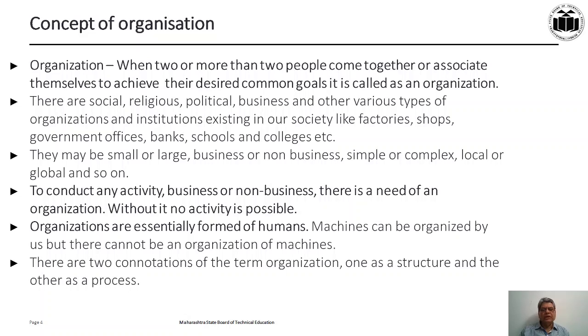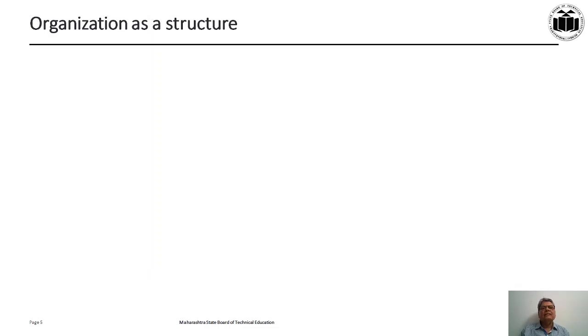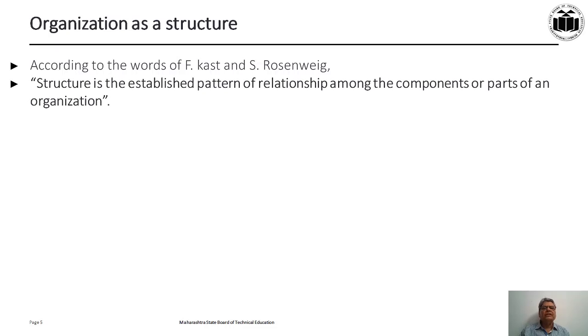Now, there are two connotations or meanings of the term organization: one as a structure and the other as a process. We'll look into it. So, organization as a structure. According to the words of F. Kast and J. Rosenzweig, structure is the established pattern of relationship among the components or parts of an organization. So, there are components and parts of an organization, and you try to establish a relationship. It has got a particular pattern. By doing so, you are creating a structure.